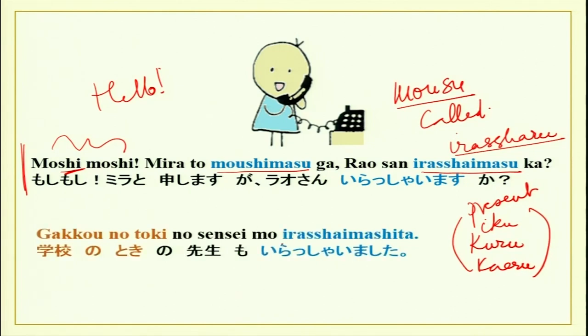Gakko no toki no sensei mo irashaimashita. This was there in the passage that she was also present. Iru. Irasharu is the polite for iru, kuru and iku.